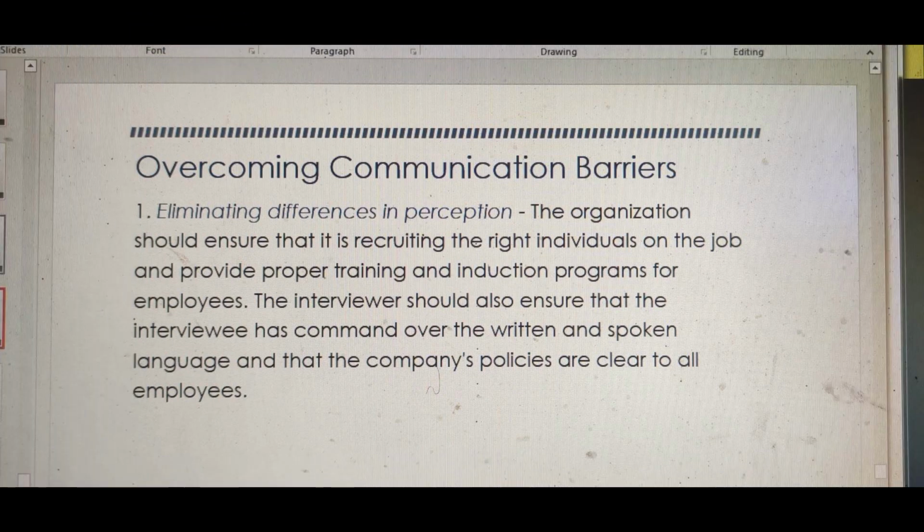Overcoming communication barriers. Eliminating differences in perception. The organization should ensure that it is recruiting the right individuals for the job and provide proper training and induction programs for employees. The interviewer should also ensure that the interviewee has command over the written and spoken language and that the company's policies are clear to all employees.